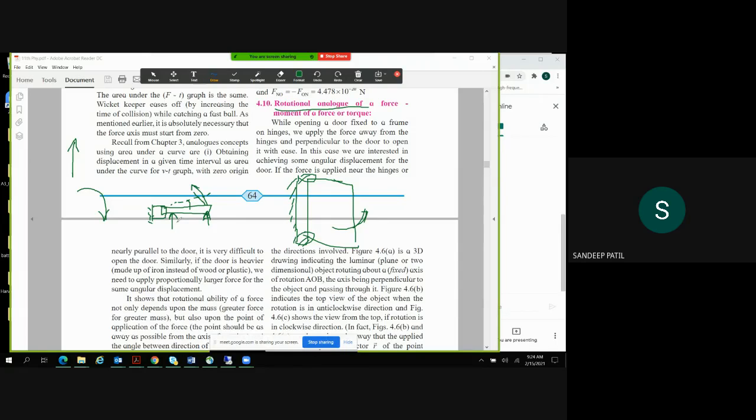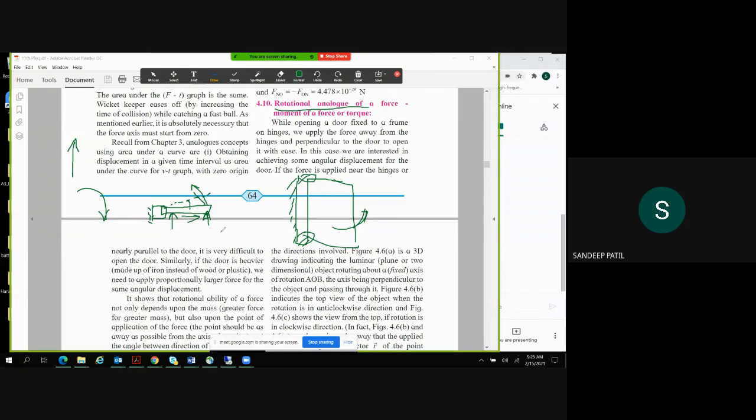Or if we use some parallel force, it will not open, right? It will slide over the door, but it will be difficult to open such types of doors, right? So it is very difficult to open that. Similarly, if the door is heavier, made of iron instead of wood or plastic, we need to apply proportionally large force. If this door is made of iron or steel, then yeah, we may have to put larger force.